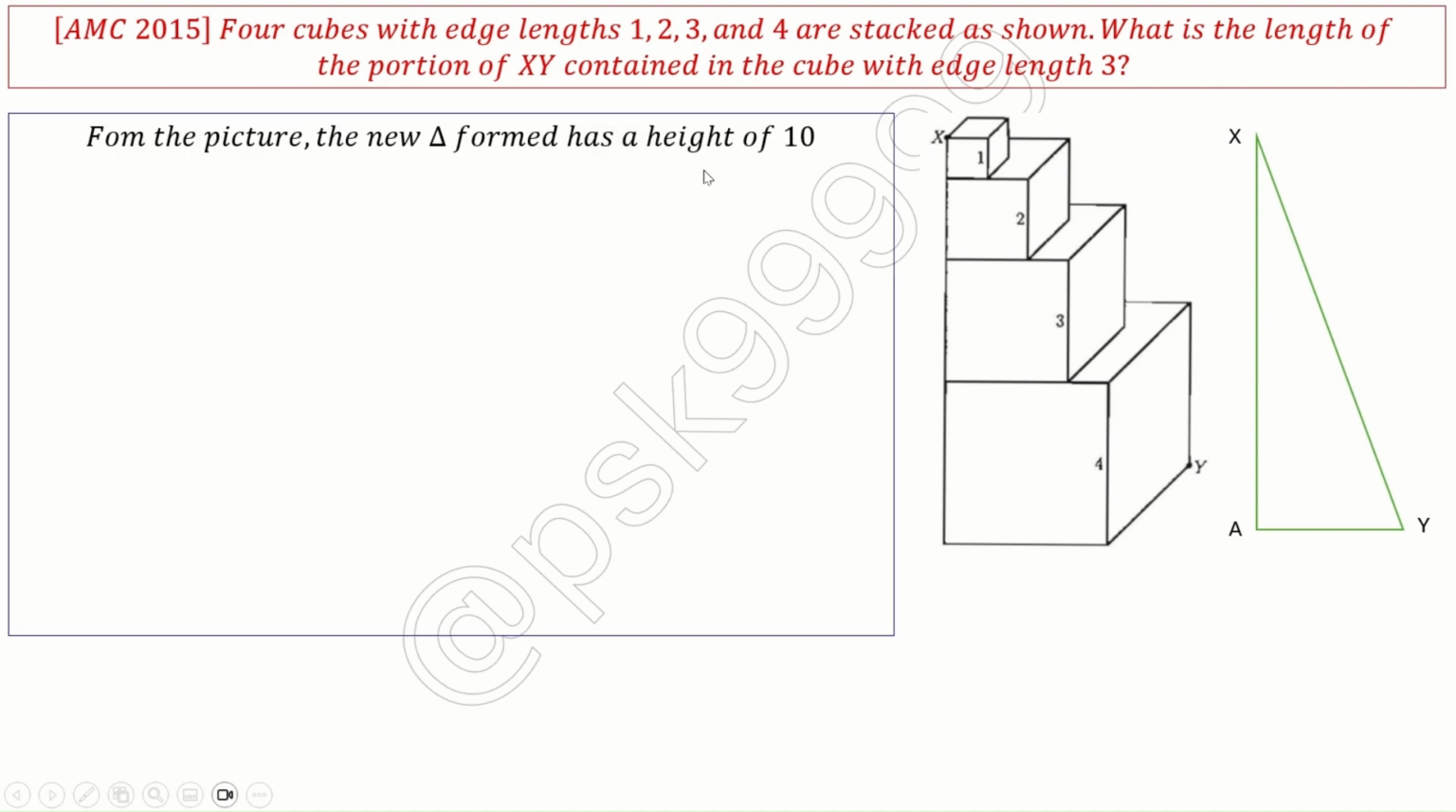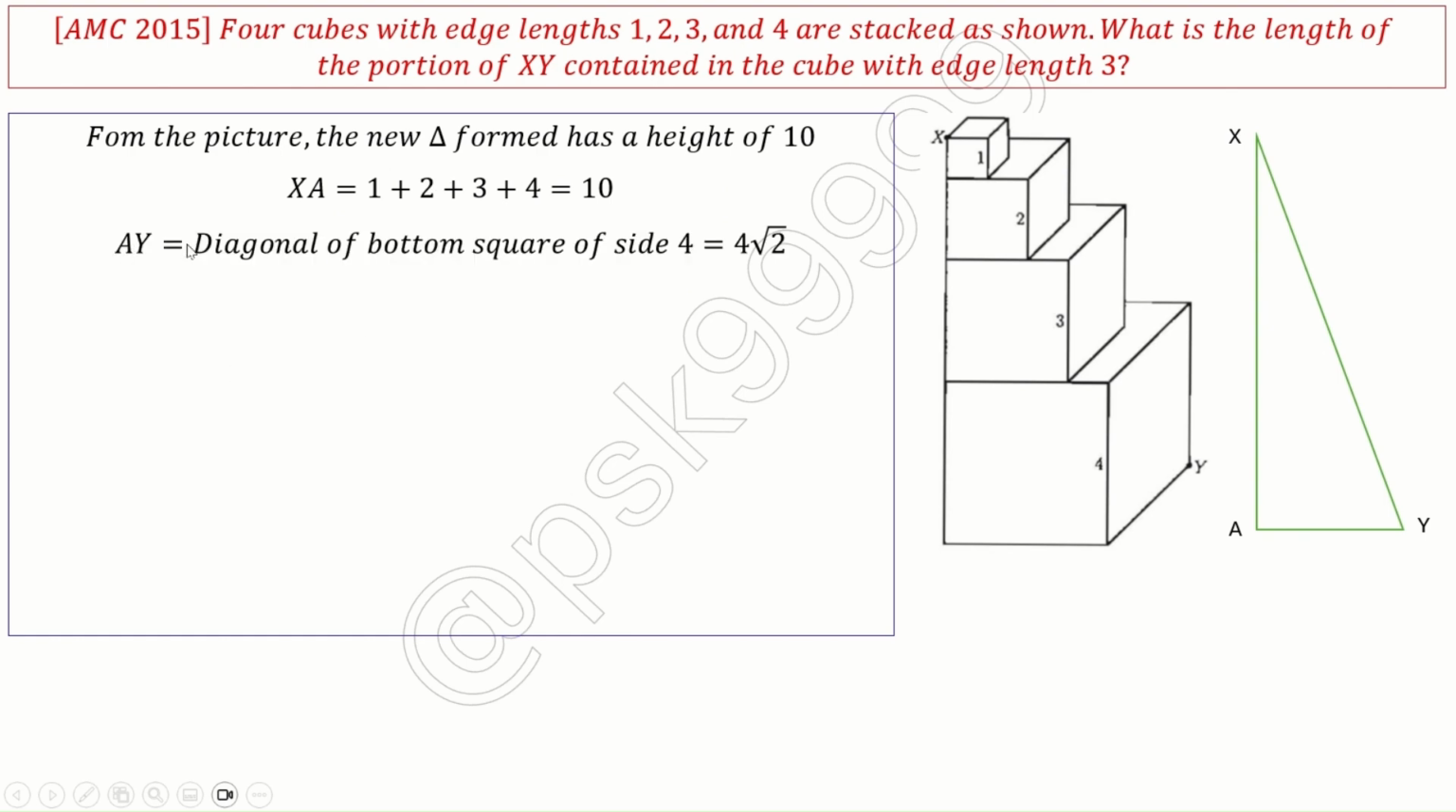So, the picture is very clear. The height is 10. XA is 1 plus 2 plus 3 plus 4, which is 10, and AY is the diagonal of the bottom square of side 4, so that is 4 root 2. So my XY is nothing but Pythagoras theorem. If I apply it, I'll get XY as 2 square root of 33. Now this much length is passing through from cube 1 to cube 4. Now I need the length for cube 3.